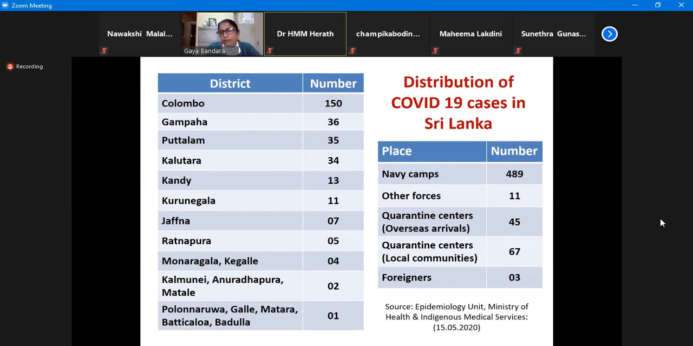All this information is available from the epidemiology unit situation reports. They give daily situation reports. So if you are interested in finding out the details about the current situation in Sri Lanka, I would suggest you to visit the epidemiology unit website.